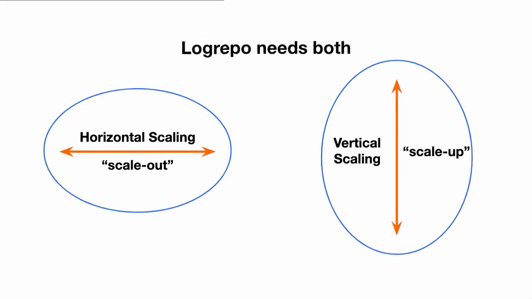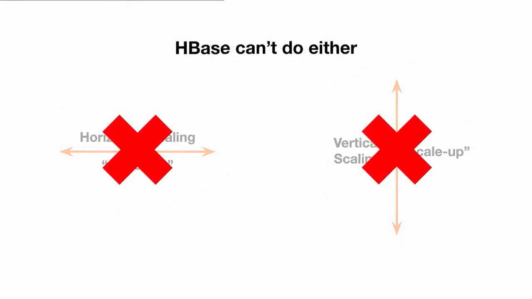Log repo needs both. HBase can't do either. So really for log repo, if we have 100 terabytes of data per server across hundreds of servers, we need both of these things in our database. And unfortunately for HBase, it can't do either.